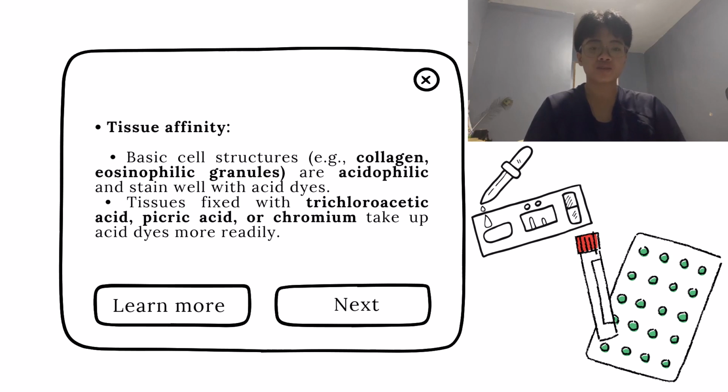Tissue affinity to acid dyes. Basic cell structures like collagen and eosinophilic granules are acidophilic and stain well with acid dyes. Tissues fixed with trichloroacetic acid, picric acid, or chromium show increased uptake of acid dyes.